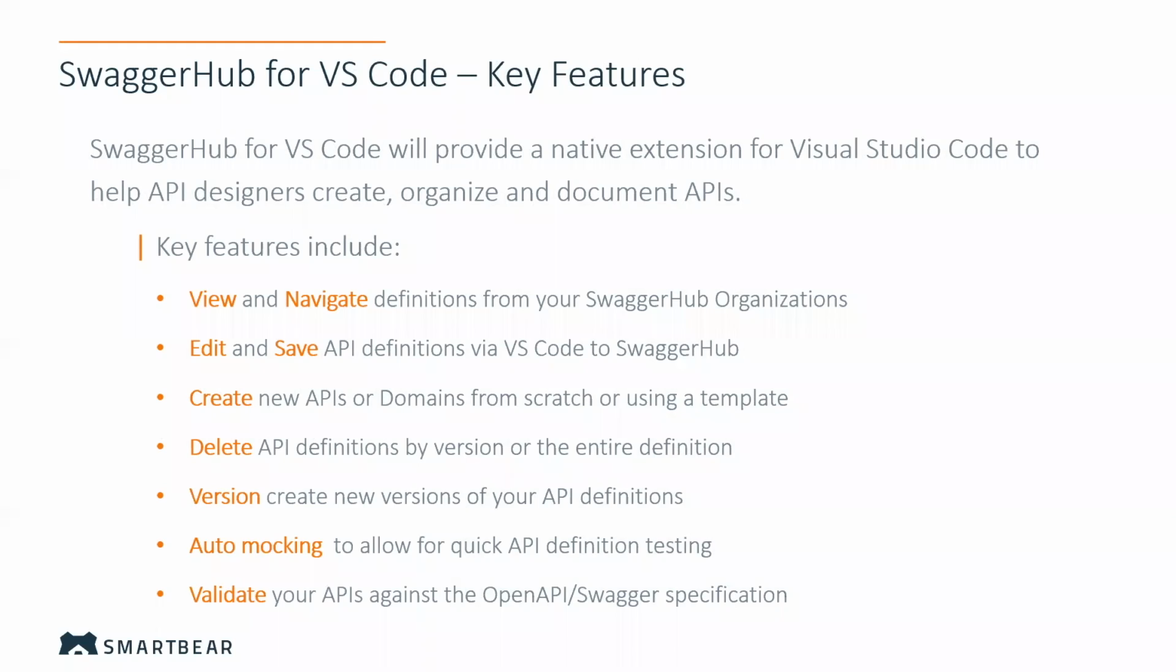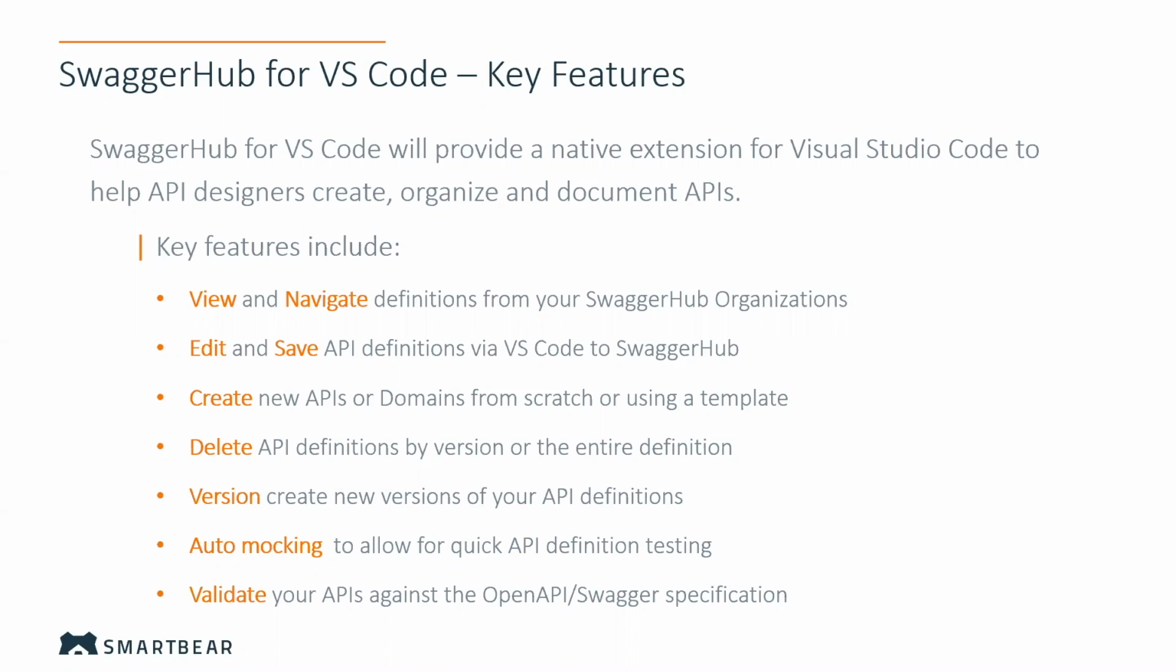And the key features that we have with this, which Ben is going to show us in a couple moments, is really you sync up VS Code with SwaggerHub. That enables you to view and navigate your APIs. You can edit and save your API definition files directly from and save them directly to SwaggerHub from VS Code.